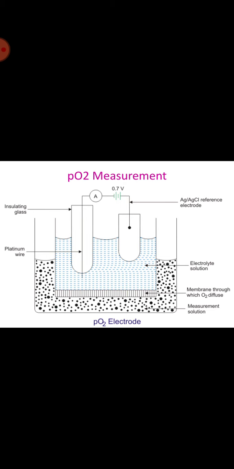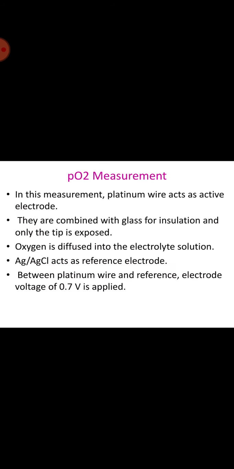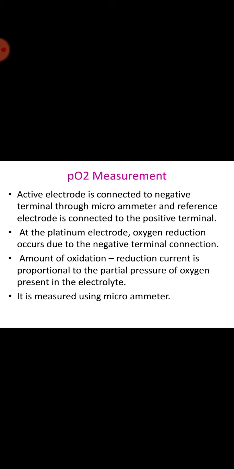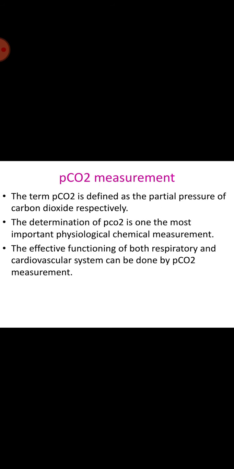The reaction occurring at the cathode is O2 + 2H2O + 4e- giving 4OH-. And as we saw earlier, the active electrode is connected to the negative terminal through a microammeter, and the reference electrode is connected to the positive terminal. At the platinum electrode, oxygen reduction takes place due to this negative terminal connection. So the resulting oxidation-reduction current is proportional to the partial pressure of oxygen present in the electrolyte. It is measured using a microammeter.